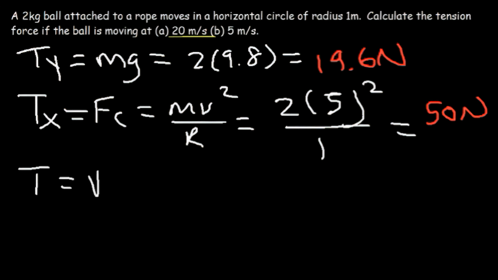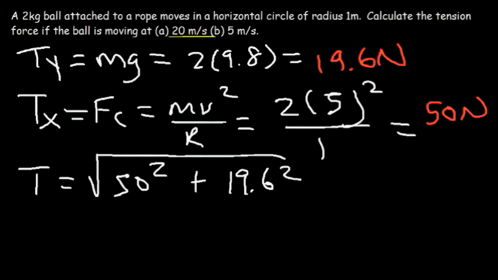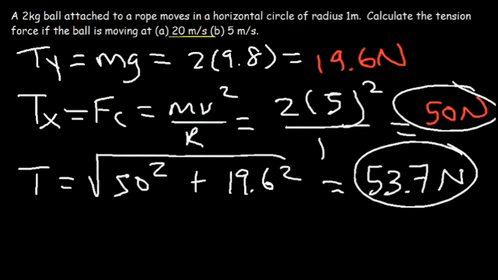Now T is going to be the square root of Tx squared plus Ty squared. So that's 50 squared plus 19.6 squared. So this is equal to 53.7, which is significant relative to 50. So at high speeds, the centripetal force is approximately equal to the tension force in a rope. But at low speeds, the tension force is a little bit greater than the centripetal force because you have to take into account the weight force.